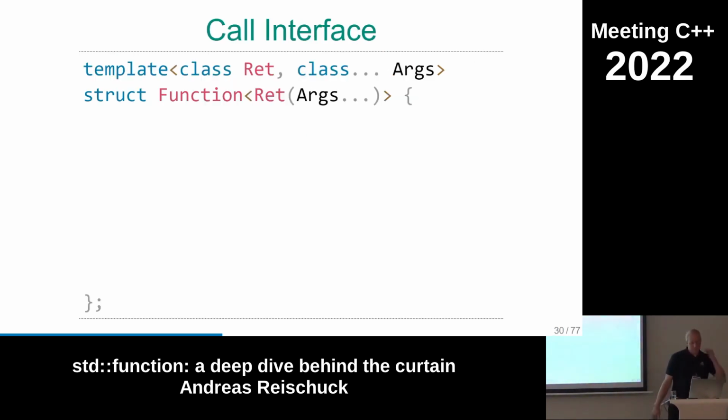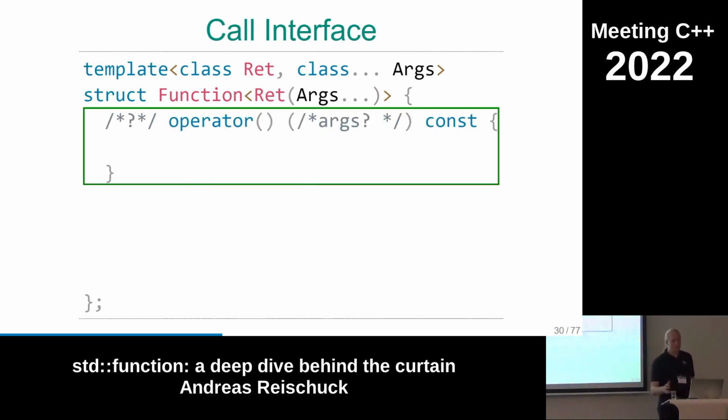So first thing we have to do, we want to somehow call an instance of this function. And for that, we can use the call operator from C++. So it's just the operator keyword and then round brackets, and this is the function name. And then we have another round brackets for the arguments. And what goes there in the question marks? Any ideas?